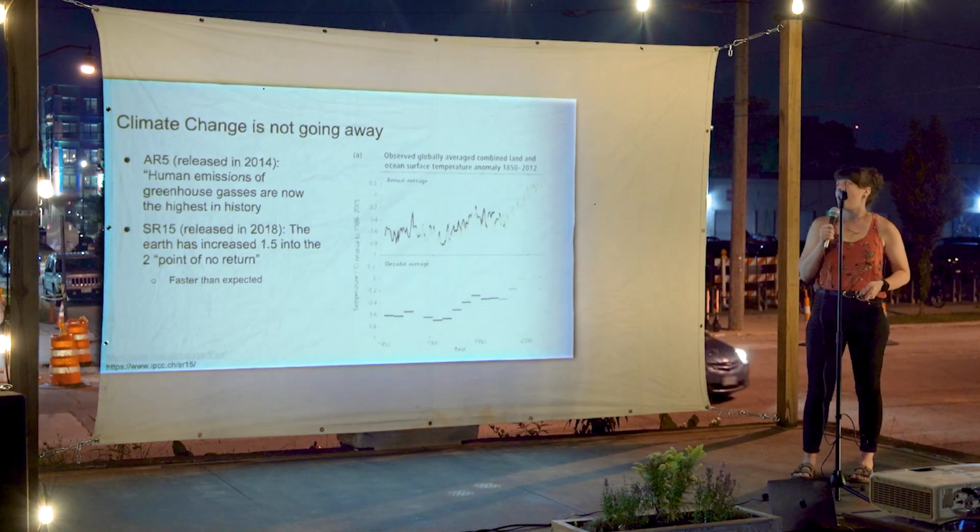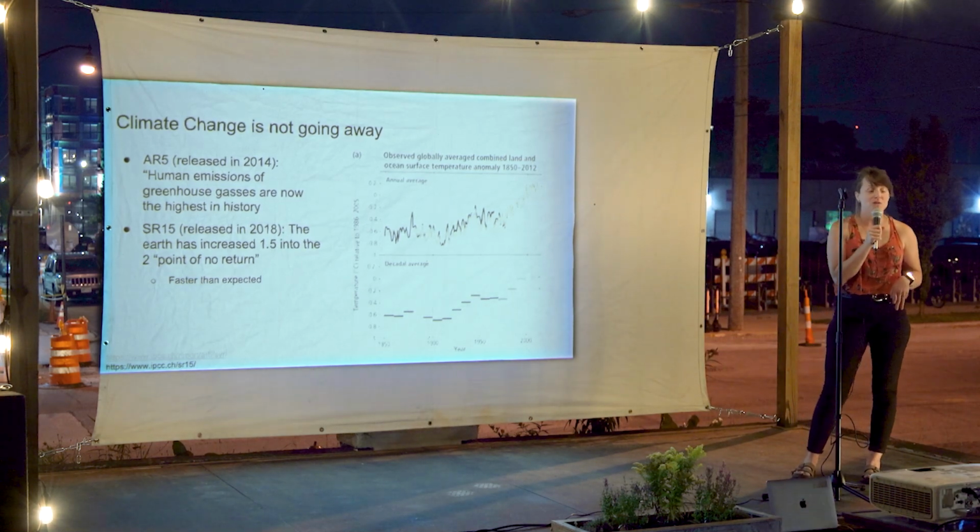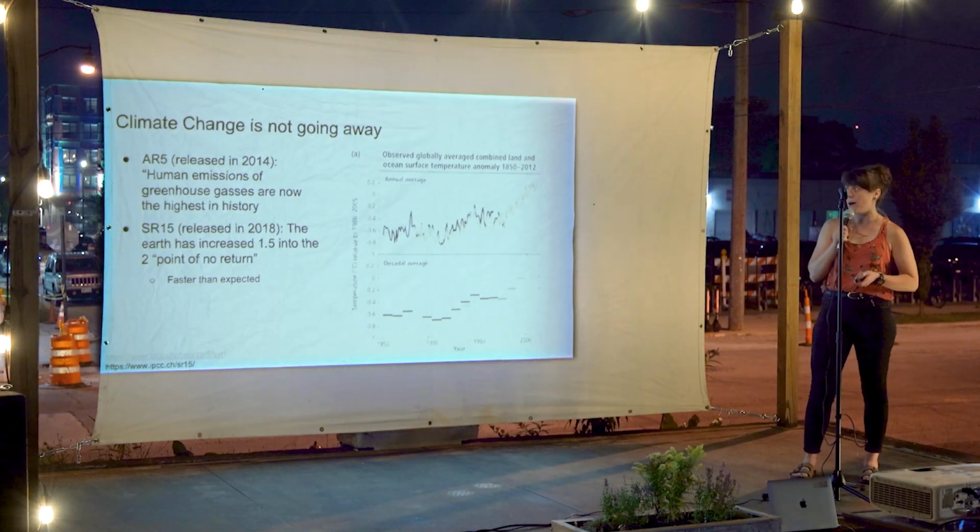Okay, so coming full circle, climate change is not going away. In the annual report by the International Panel on Climate Change in 2014, they stated human emissions of greenhouse gases are the highest in human history. Again, this is kind of an old number. There hasn't been another report released. I doubt it's gone down. And then in a special report released in 2018, the Earth has increased to this 1.5 degrees Celsius into the 2 degrees Celsius point of no return. So this was 3 years ago. We are almost at this point of no return as of 3 years ago. So things aren't looking so good.